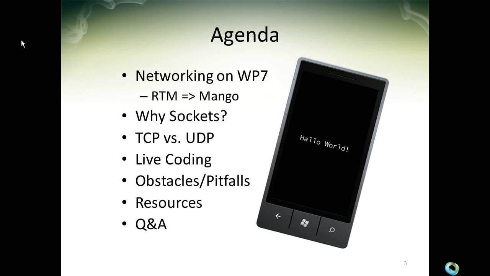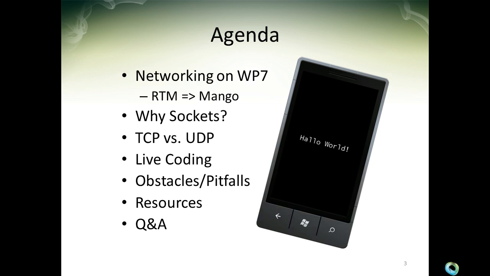Okay, so let's take a look at today's agenda quickly. We will talk about networking on Windows Phone 7 and what has changed in the Mango release compared to the RTM version of Windows Phone. In particular, of course, the socket programming options that have been added, and we will talk about why you should and for what you can use sockets, as well as the differences between the different options you have using the protocols TCP and UDP.